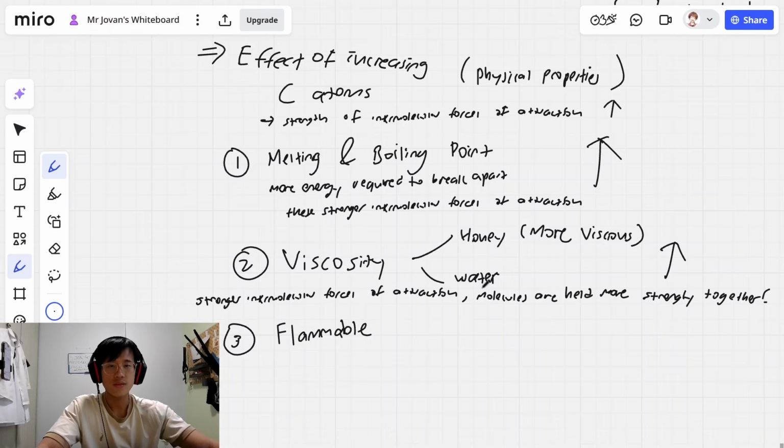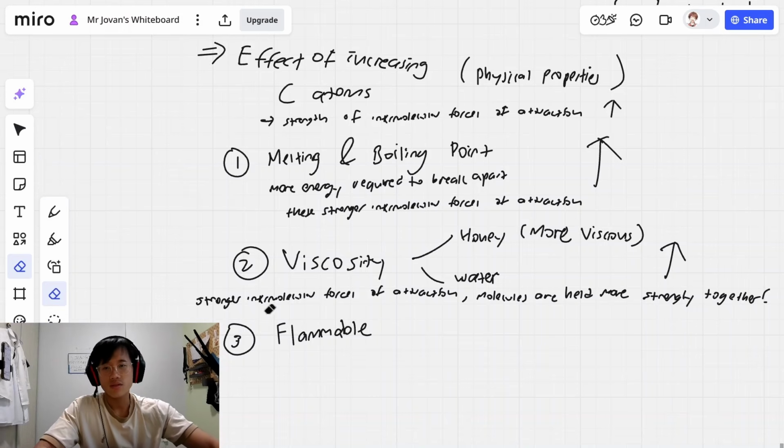So viscosity is affected by carbon atoms. More carbon atoms, greater viscosity. Last one, flammability. How flammable is it? I'm going to use the word flammability instead.